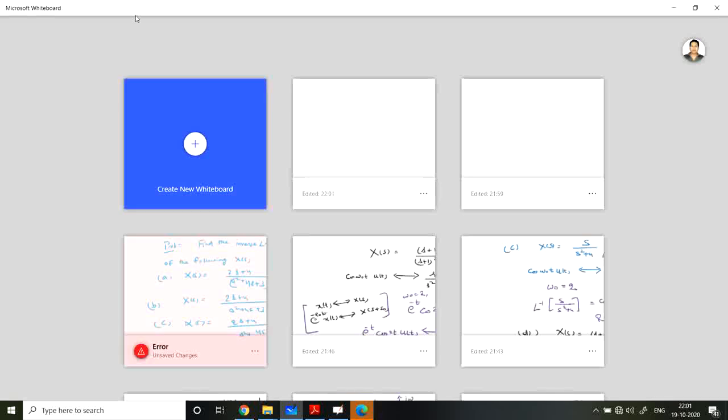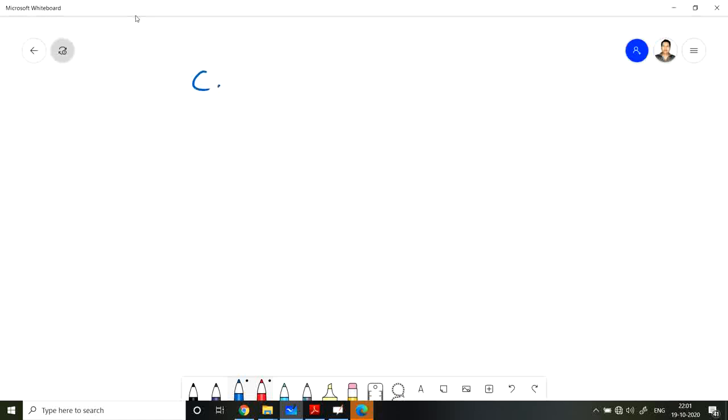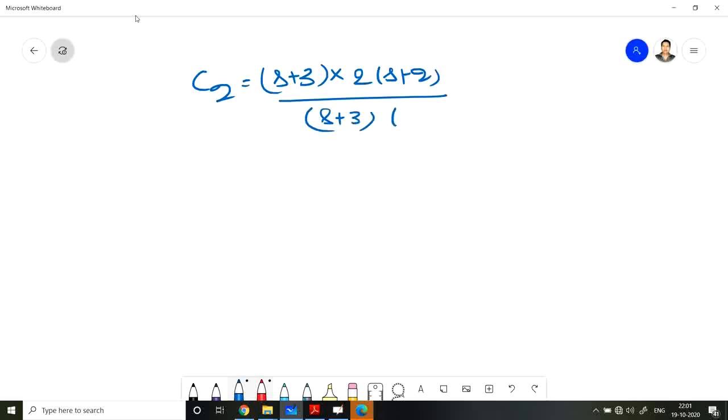Likewise, here we can find the value of C2 by adopting the same procedure. So it is (s plus 3) multiplied by X(s), that is twice (s plus 2) divided by (s plus 3)(s plus 1), at s equal to -3. So here we can cancel this out. What we will get is twice, putting s equal to -3.